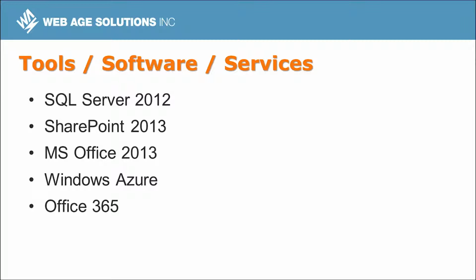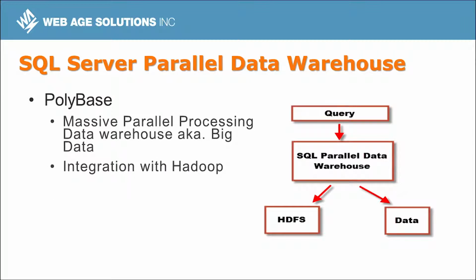Microsoft offers a huge variety of tools for implementing BI, like SQL Server 2012, SharePoint 2013, MS Office 2013, Windows Azure, and Office 365. Some of these tools and services are appropriate for technical developers, whereas others are meant for power users. SQL Server offers integration with Apache Hadoop via SQL Server Parallel Data Warehouse. Parallel Data Warehouse allows querying a heterogeneous environment consisting of traditional OLTP data and Hadoop distributed file system.